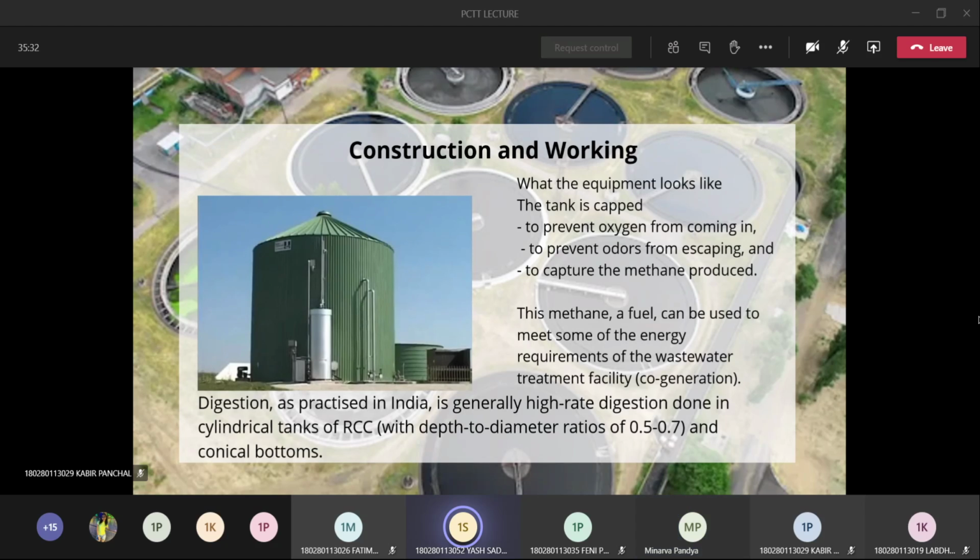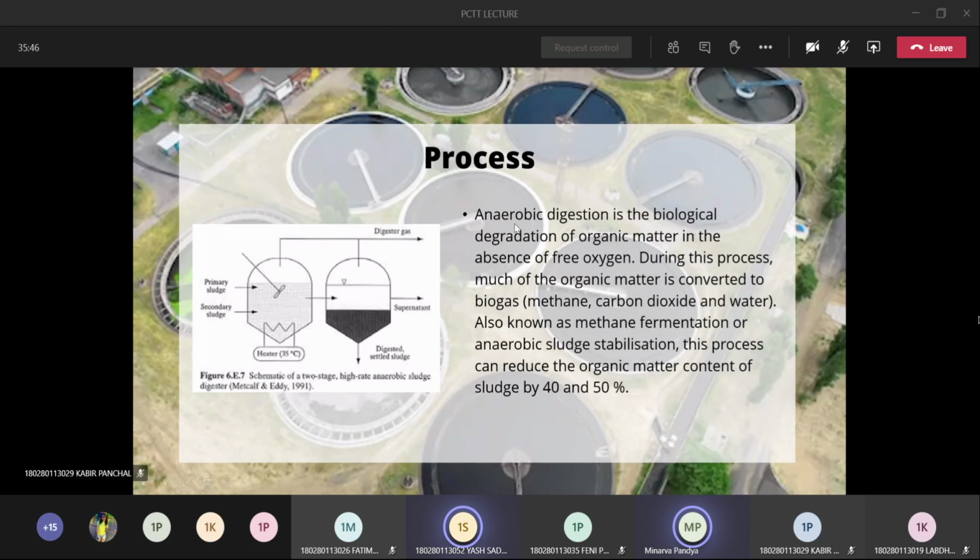In India, generally, high rate digestion is done, which is explained later, in cylindrical tanks of RCC with depth to diameter ratios of 0.5 to 0.7 with conical bottoms. Next. Process. The figure shows the schematic diagram of two-stage high-rate anaerobic sludge digester. This process is known as methane fermentation of anaerobic sludge stabilization, and it can reduce the organic matter content up to 40 to 50%.